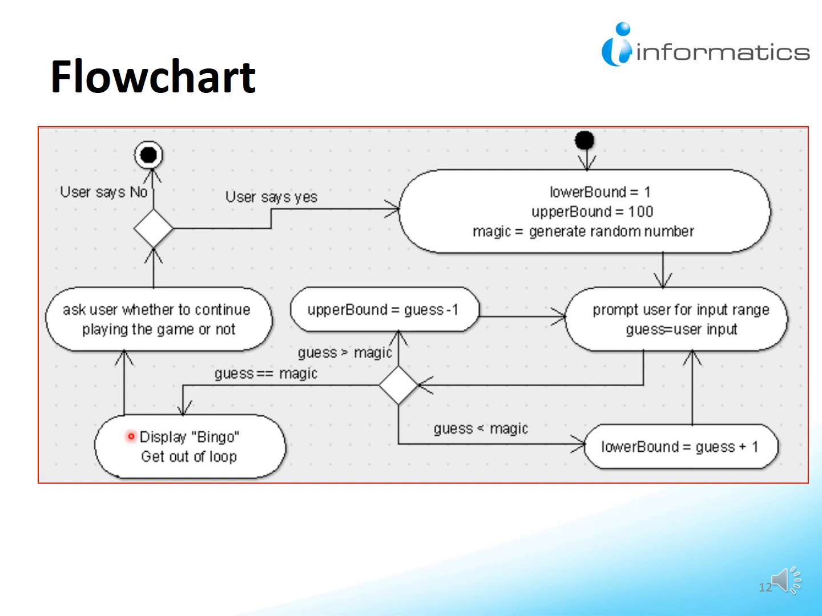In that case, the system displays bingo, congratulations, and gets out of this loop. Then the system asks the user whether to continue or not. If the user says no, doesn't want to continue, it will exit and that is the end of the program. Otherwise, if the user says yes, wants to play again, the control will go to the beginning and reinitialize the lower bound, upper bound, and generate another magic number, and the game repeats again.